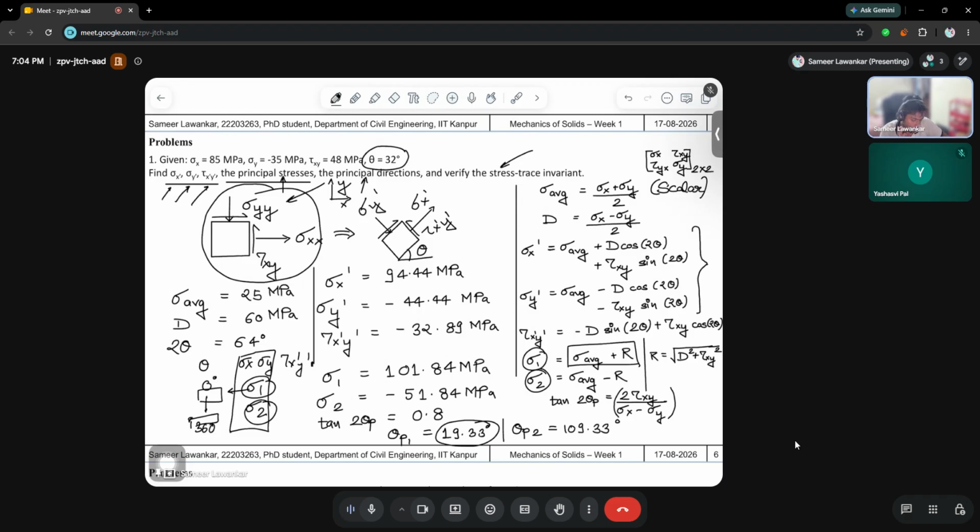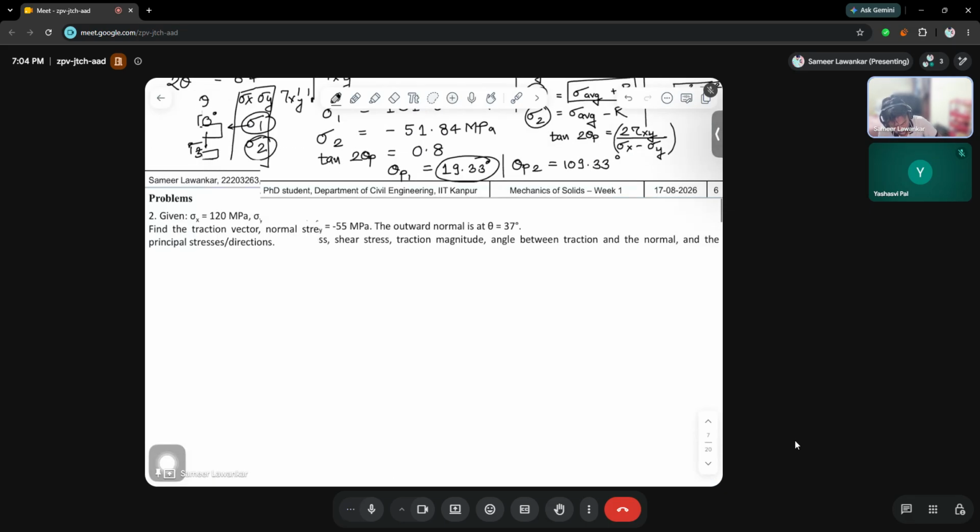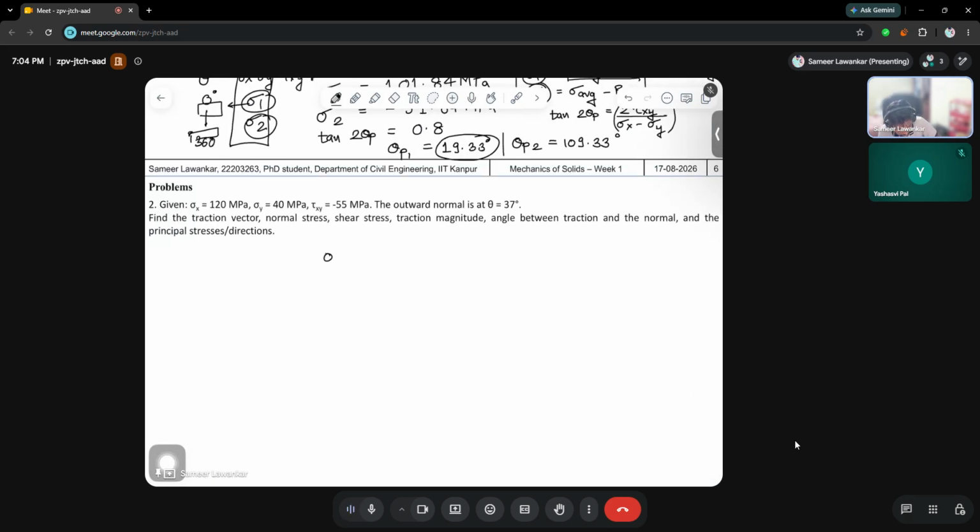Okay, this is a very interesting thing. I will just explain what stress trace invariant is. Stress trace is basically defined as sigma x plus sigma y. The word invariant means it does not vary. It simply says that sigma x plus sigma y is equal to sigma x dash plus sigma y dash, which is equal to sigma 1 plus sigma 2.